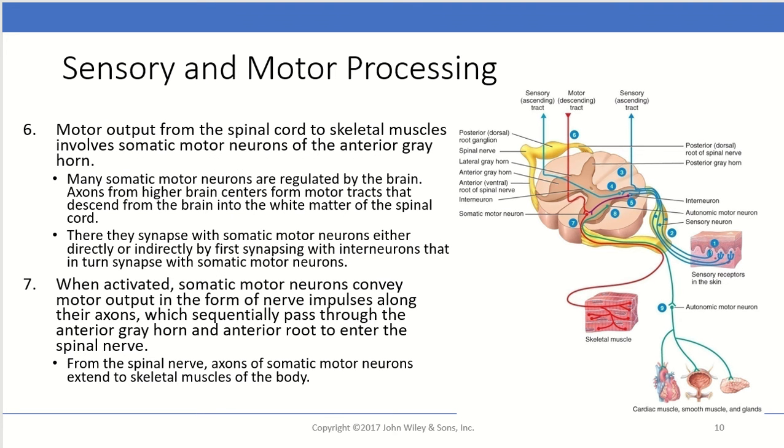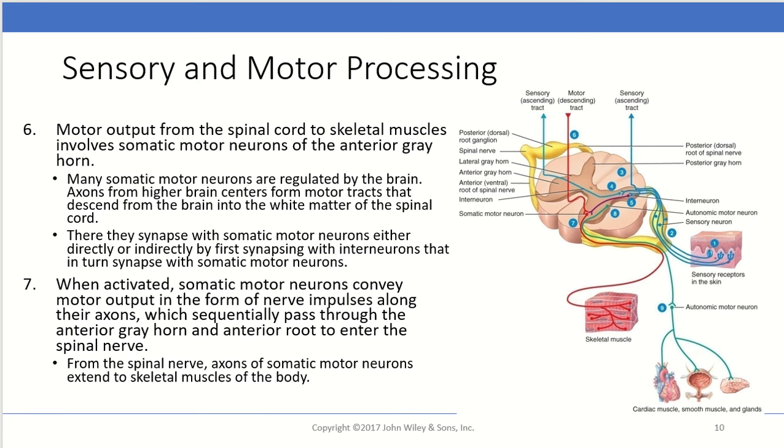So from there, once one of these pathways has occurred, the motor output from the spinal cord to the skeletal muscles is going to involve somatic motor neurons in the anterior gray horn. Many of these somatic motor neurons are regulated by the brain, and axons from higher brain centers form motor tracts that descend from the brain into the white matter of the spinal cord. There, they synapse with the somatic motor neurons either directly or indirectly by first synapsing with interneurons that in turn synapse with those somatic motor neurons.